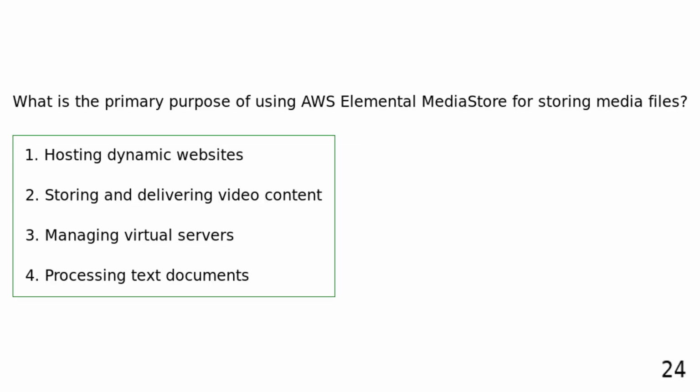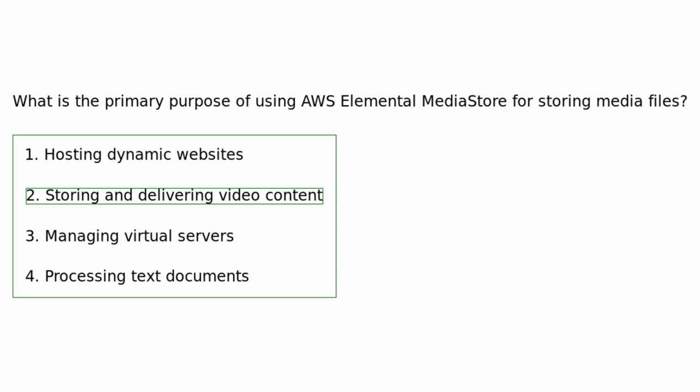What is the primary purpose of using AWS Elemental MediaStore for storing media files? Hosting dynamic websites. Storing and delivering video content. Managing virtual servers. Processing text documents. The primary purpose of using AWS Elemental MediaStore is for storing and delivering video content, as it is optimized for media streaming and provides low latency access to video files.